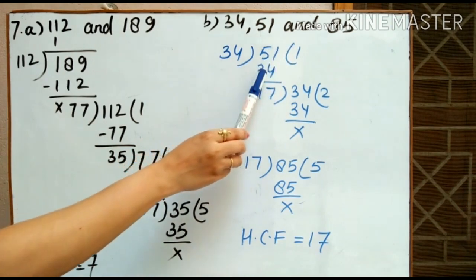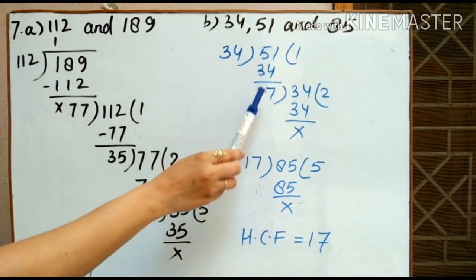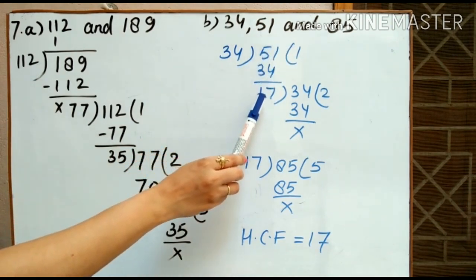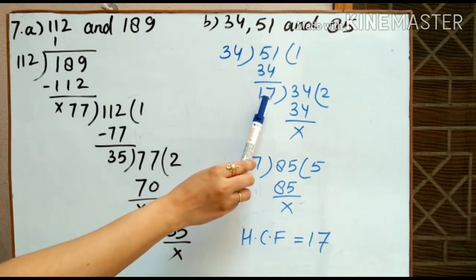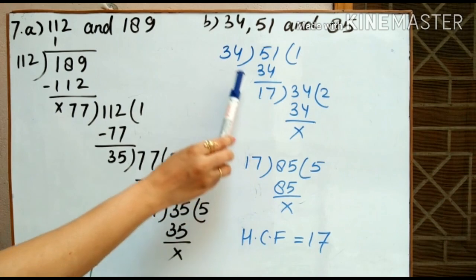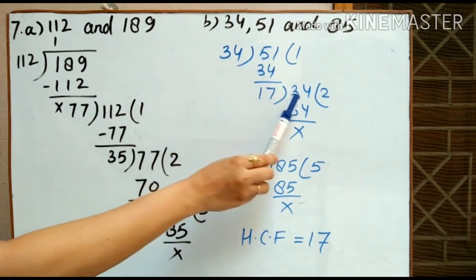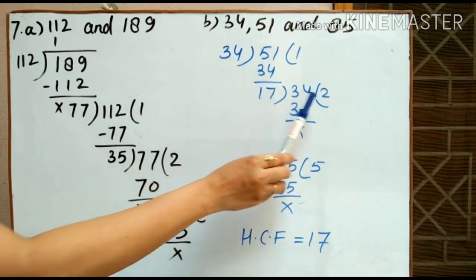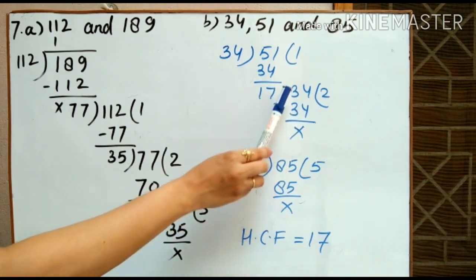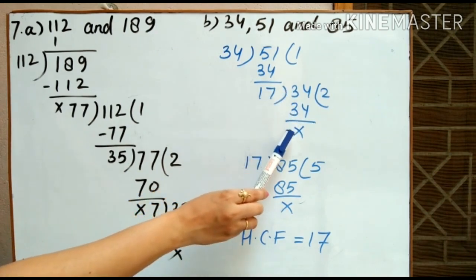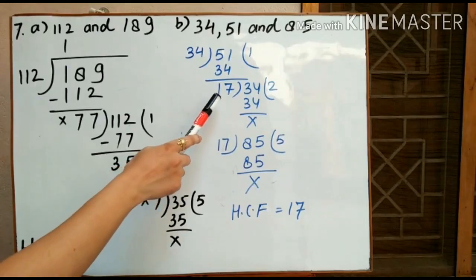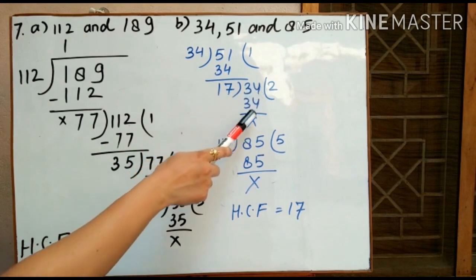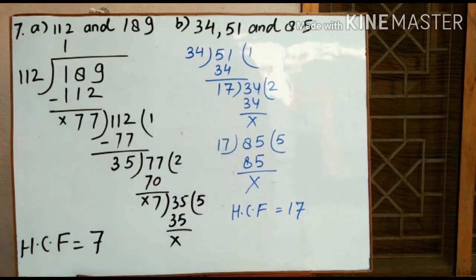34 1 ja 34. 51 minus 34 is equal to 17. Now we will take 17 as divisor and this divisor as dividend. 17 2 ja 34. 34 minus 34 is equal to 0. We will put their cross. We can see here 17 divide 34 completely.